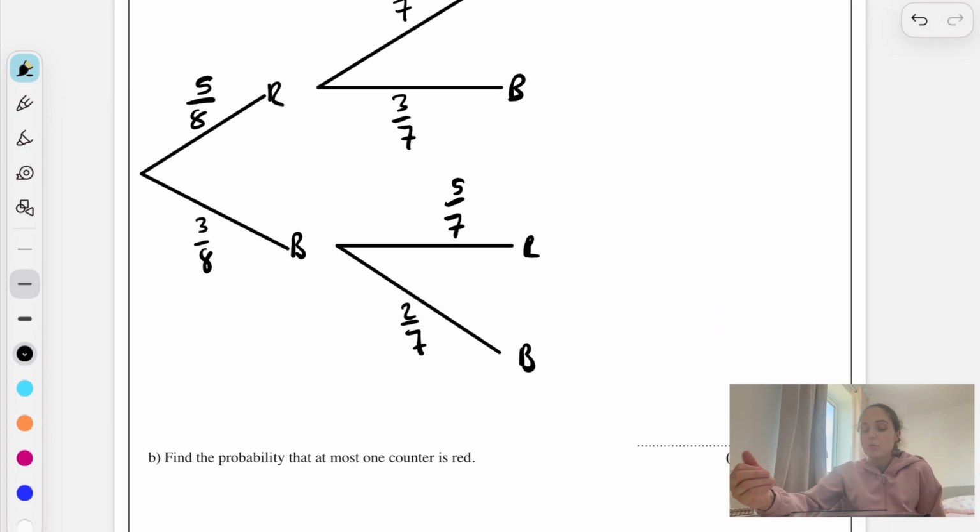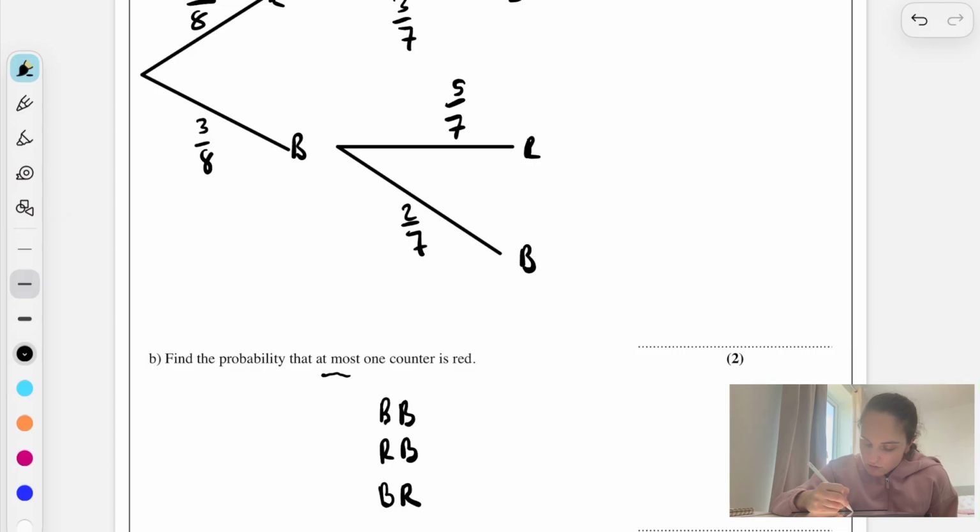So we now need to find the probability that at most 1 counter is red. So at most 1 means 1 or less. So we need to find the probability that 1 or less of the counters are red. So you could have either 0 red counters or 1 red counter. So you could either have 2 blue, a red and a blue, or a blue and a red.